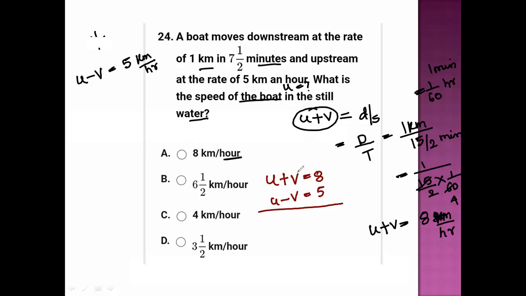Simply add these two, and the v terms will get cancelled. You will get u plus u is equal to 2u, which is equal to 8 plus 5, which is 13. Therefore u is equal to 6.5 kilometer per hour. The problem is asking the speed of the boat, so the speed of the boat is 6.5 kilometer per hour. This is the solution for this question.